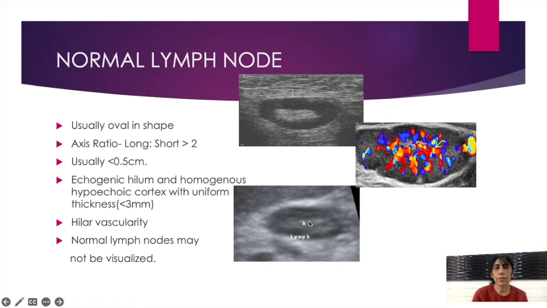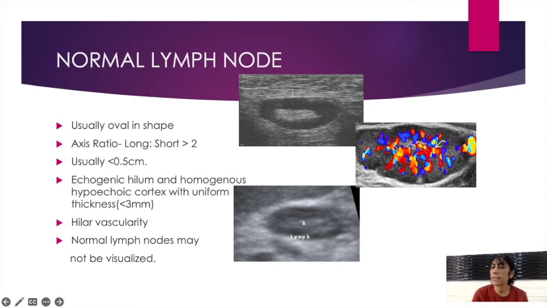So if we talk about a normal lymph node, what are the criteria? It will usually be less than 0.5 centimeter, maybe ranging between 0.5 to 0.8 centimeter. But whenever it is more than 1 centimeter in the shortest axis, it is suspicious. Whenever it is more than 2 centimeter in any diameter, it is likely to be pathological. It has a central echogenic hilum, which is echogenic because of the fat, and the peripheral cortex is hypoechoic, homogeneous. The thickness of the cortex, even in the maximum area, should not be more than 3 millimeter, should be less than 3 millimeter.